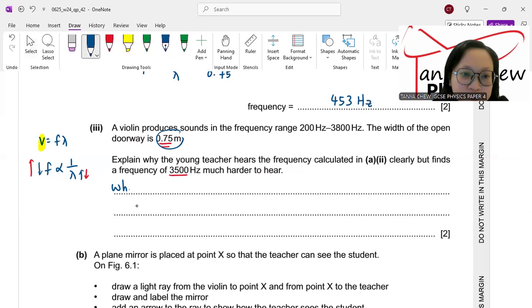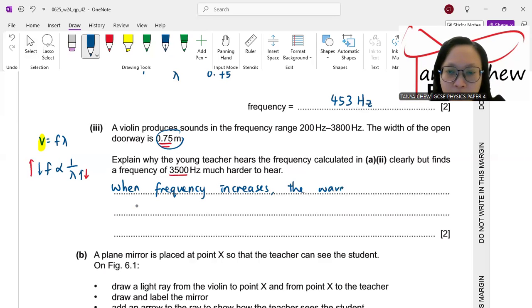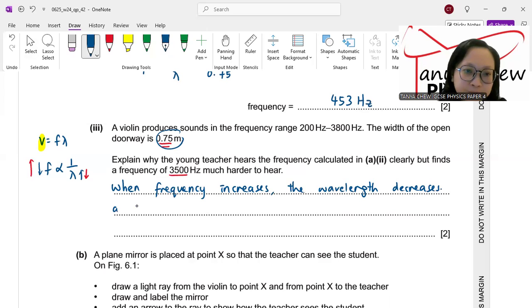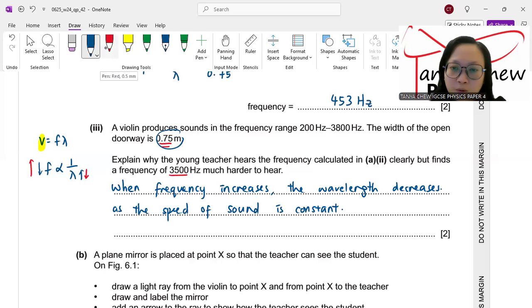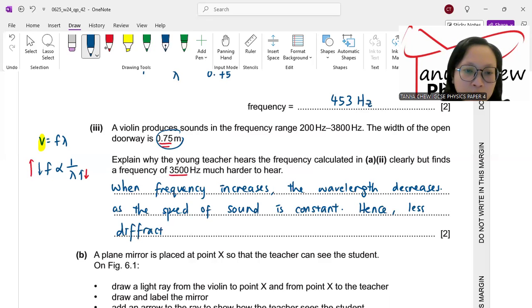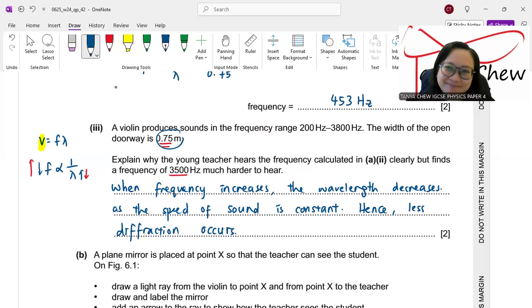Right? So when frequency increases, the wavelength decreases. I say that as the speed of the sound is constant. So hence less diffraction occurs. That is why the teacher couldn't hear it clearer.